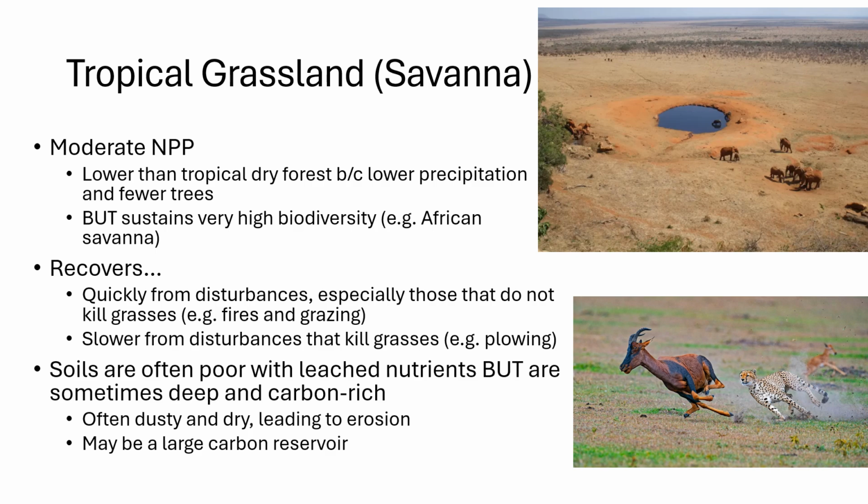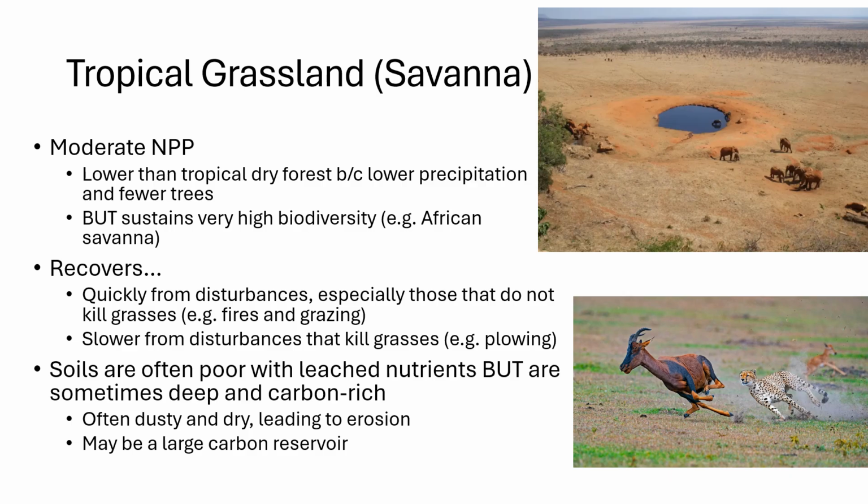Savannas have moderate net primary productivity, not as high as the forests because it's grasses rather than trees, so there's less photosynthetic activity, but it is going to sustain a very high amount of biodiversity. So think about all of the different herbivores and predators on the African savanna. That's what it was like anywhere where there were and still are tropical grasslands, including in the Indian subcontinent and in South America.